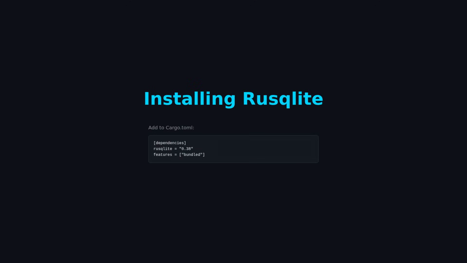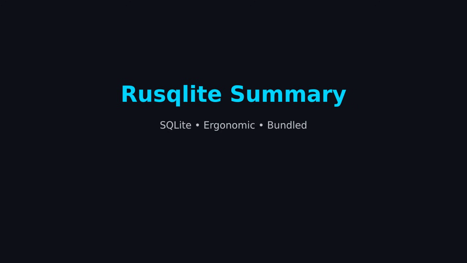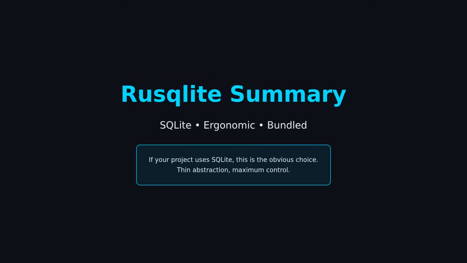To install Rusqlite, add the Rusqlite crate to your dependencies with the bundled feature enabled. This compiles SQLite for you automatically. The GitHub repository has excellent examples. To summarize Rusqlite, it is the ergonomic SQLite wrapper. Thin abstraction, maximum control, easy deployment with bundled SQLite. If you are using SQLite in Rust, this is your library.